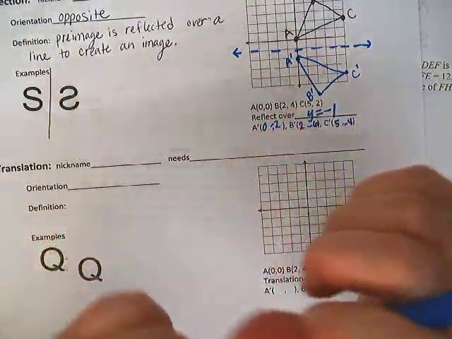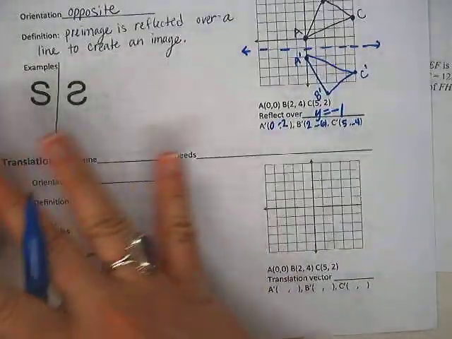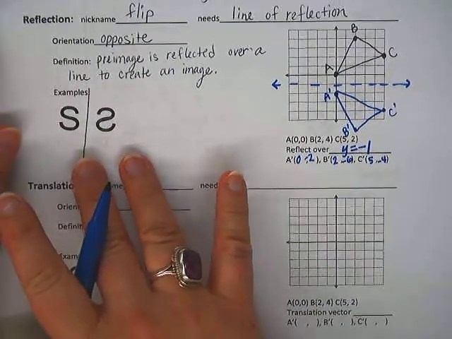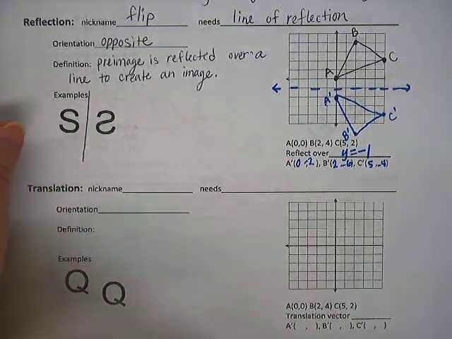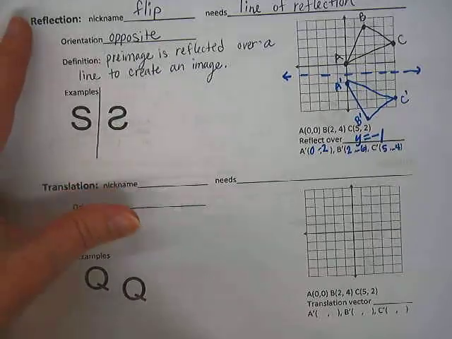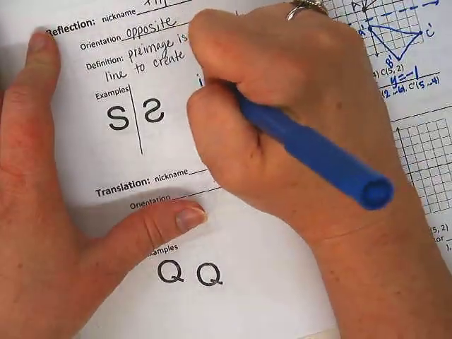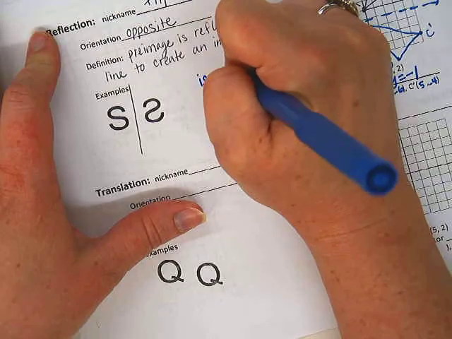So what if I had flipped it this way instead? Then what would have happened? The x's would have changed, but the y values would have stayed the same. Okay? Any questions on how to do a reflection?